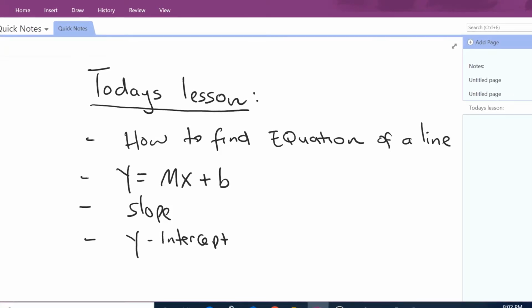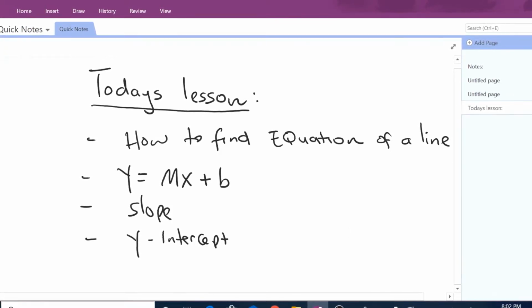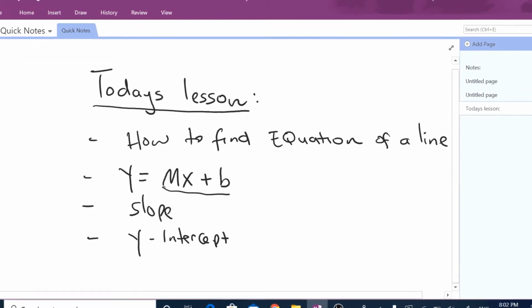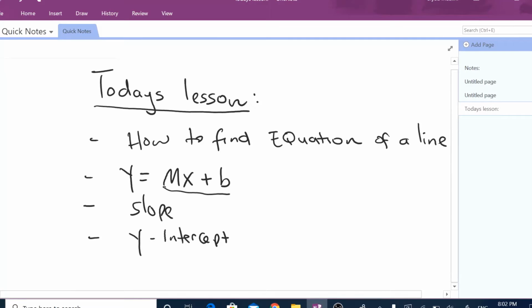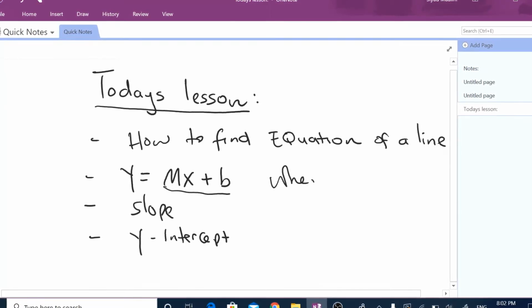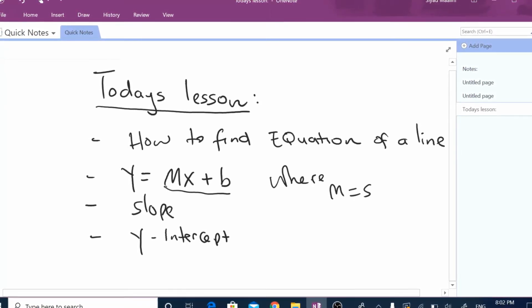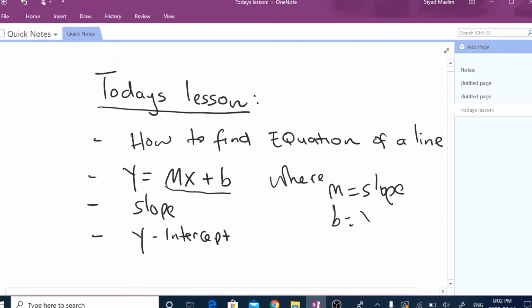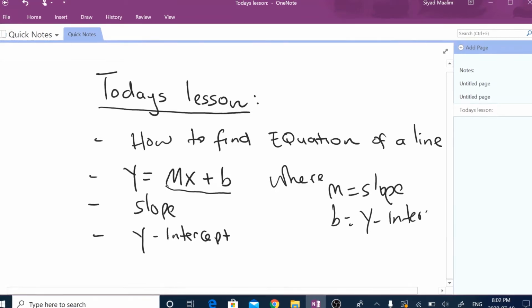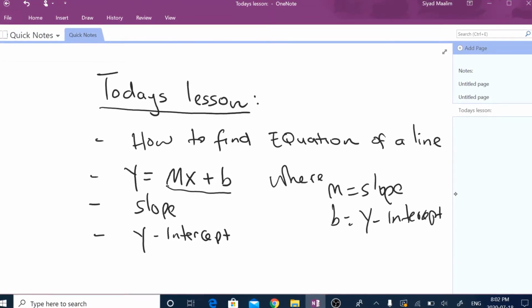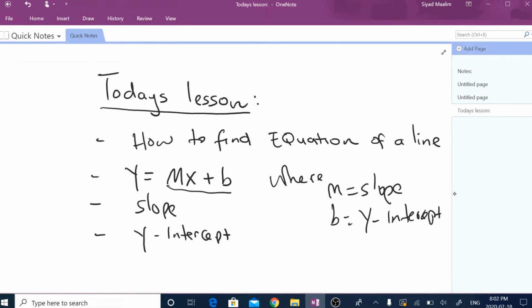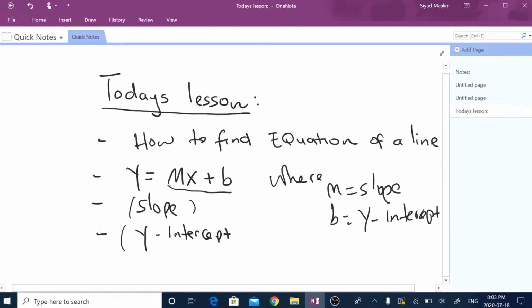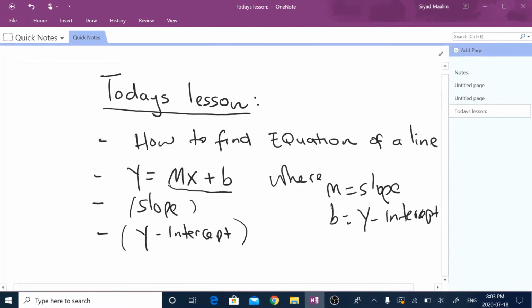Generally, the equation of a line is written in the form y is equal to mx plus b, where m is equal to the slope of that line and b is the y-intercept. So in order to find the equation of a line, you have to have what the slope is, and you also have to identify what the y-intercept is.